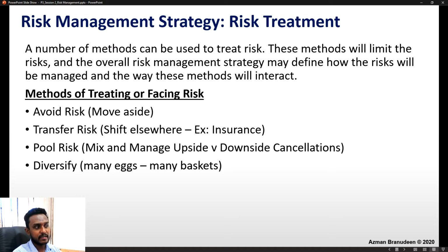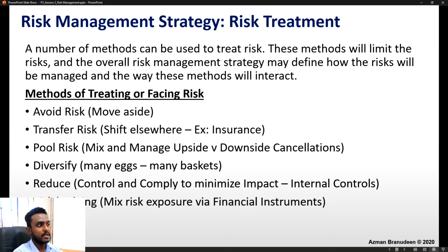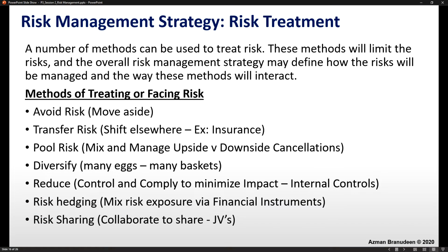Then diversify, many eggs, many baskets. Reduce, that is trying to control and comply to minimize impact. A good example is internal controls that you put in place within your company. Then risk hedging, basically mitigating the risk exposure through financial instruments. Risk sharing, that is collaborating to share. For example, strategic alliances, joint ventures, licensing arrangements, etc. can be noted.